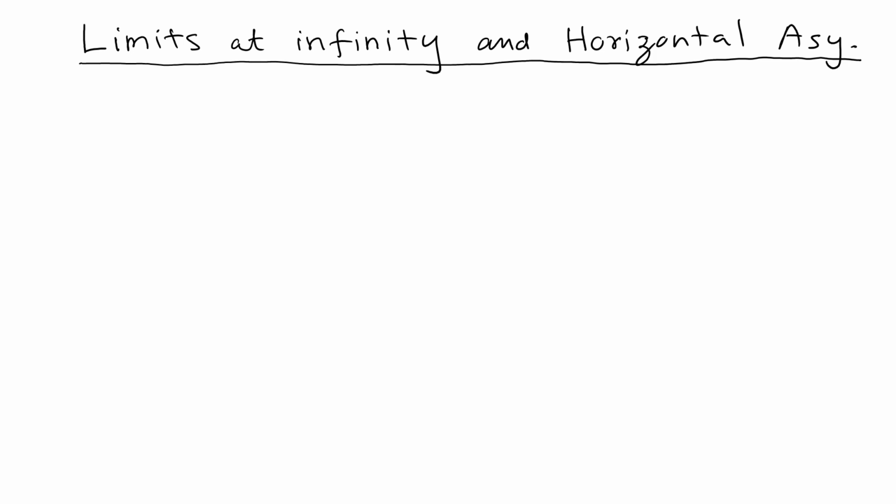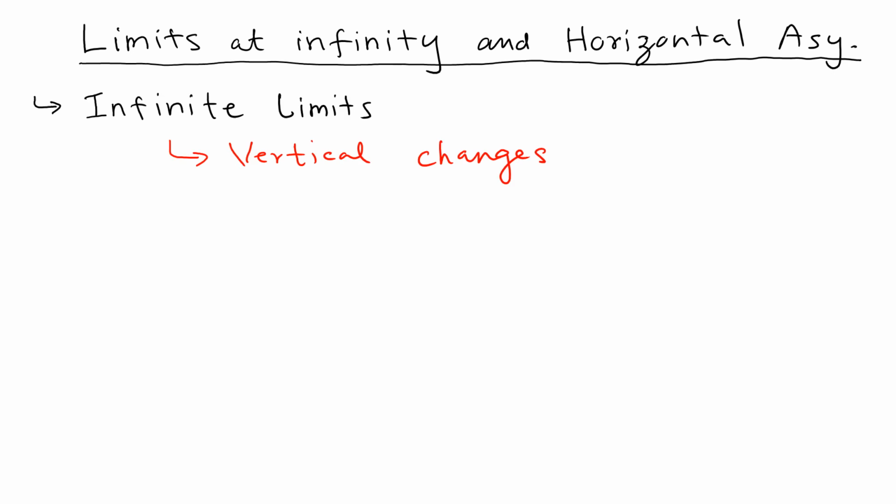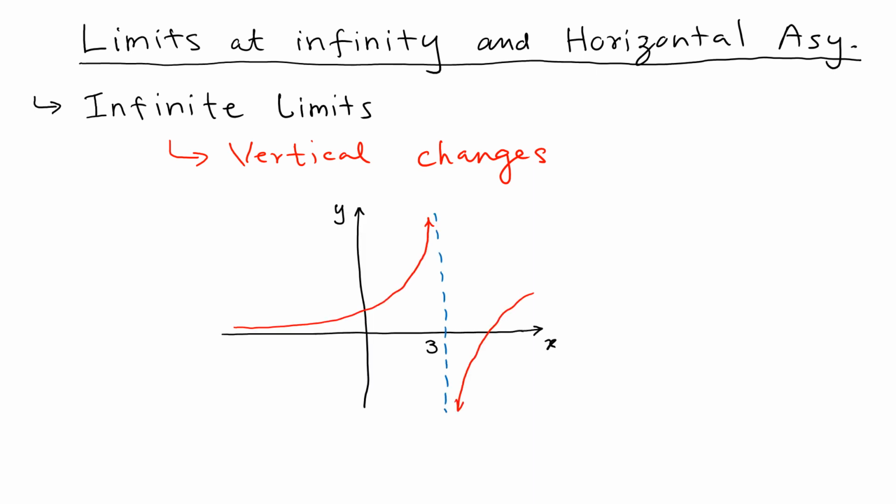In this video, we are going to learn about limits at infinity and horizontal asymptote. So there are two different concepts. One is called the infinite limits. The other one is called the limits at infinity. So what are the infinite limits? Let's look at this graph.